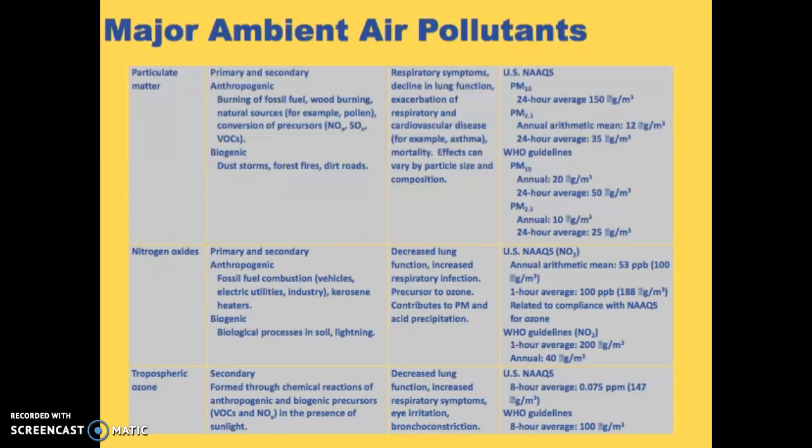Particulate matter is both primary and secondary because it is so varied in chemical structure, and particulate matter is also found from anthropogenic and biogenic sources. Nitrogen oxides, that includes nitrogen oxide and nitrogen dioxide. Those are both primary and secondary pollutants created from fossil fuel combustion as well as biogenic sources. And then we have tropospheric ozone. This is a secondary pollutant, so ozone is not emitted from a chemical manufacturer or from burning fossil fuels. It's formed through a chemical reaction of precursors, some of the precursors that we've talked about, as well as volatile organic chemicals and sunlight.